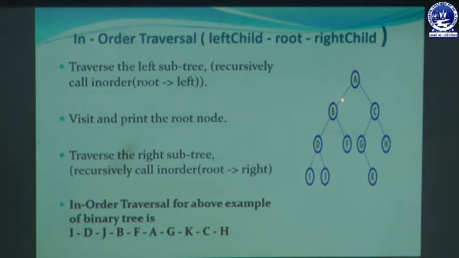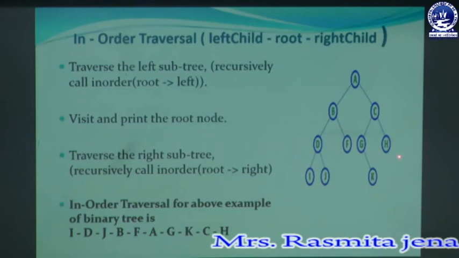So as the left subtree is completely visited, then according to the algorithm step, we will visit the root node for this left subtree. So the root node for this left subtree is node A. So as node A is visited, then we will go for the right child for this root node. So right child means this right subtree will then be visited by recursive call of the in-order traversal.